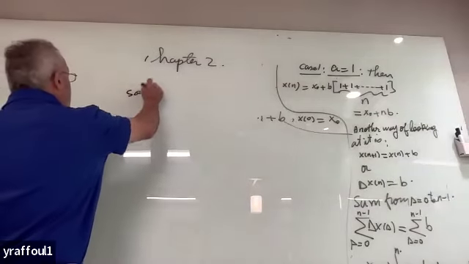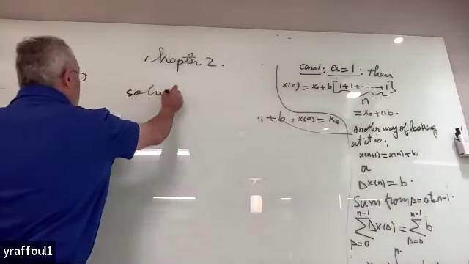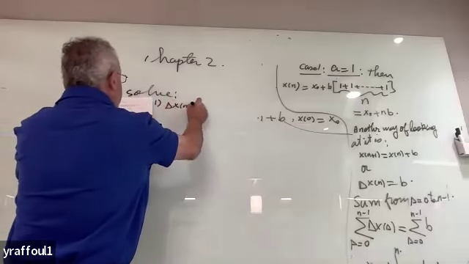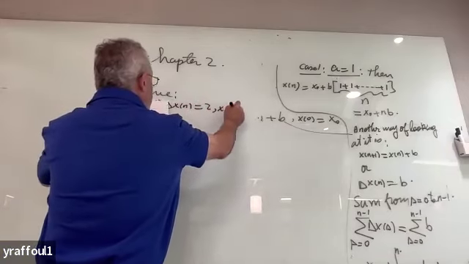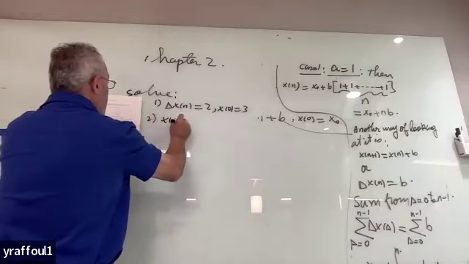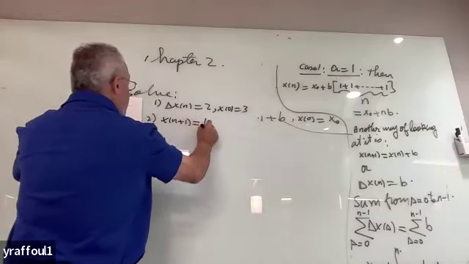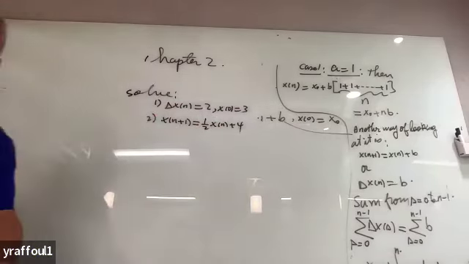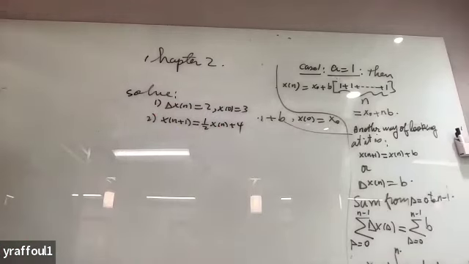So basically, solve: one, del xn equal to 2, x0 equal to 3; and two, xn plus 1 equal to 1/2 xn plus 4. Okay? How would you do the first one?